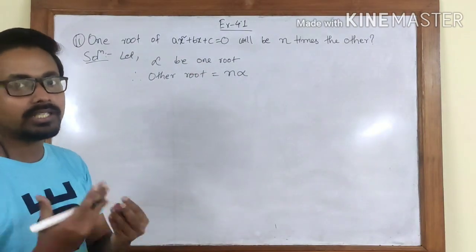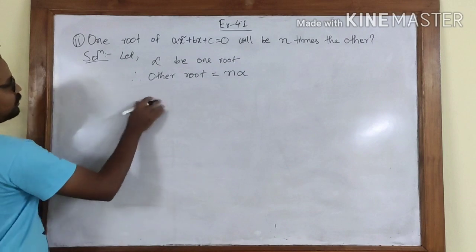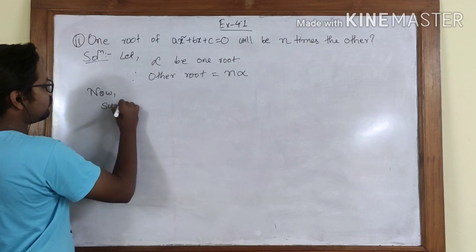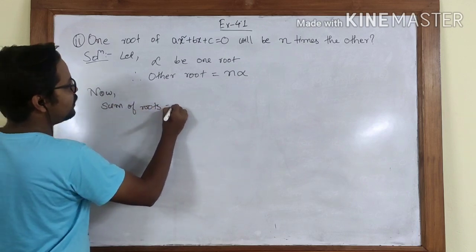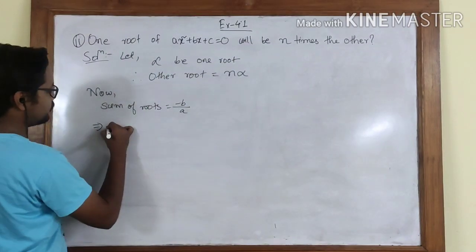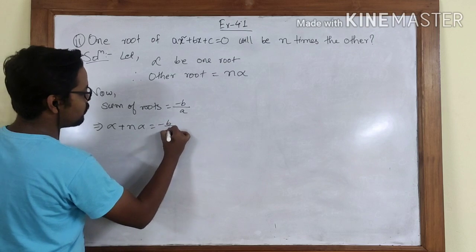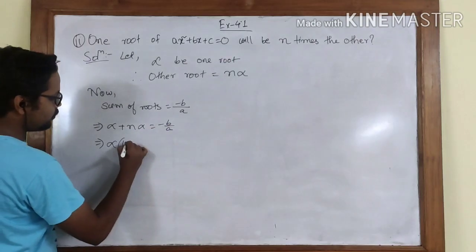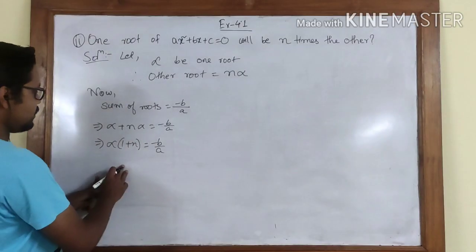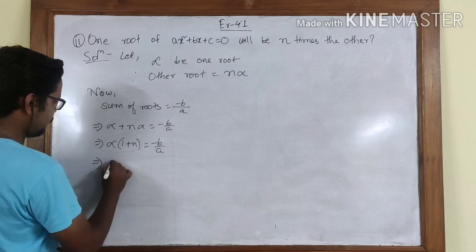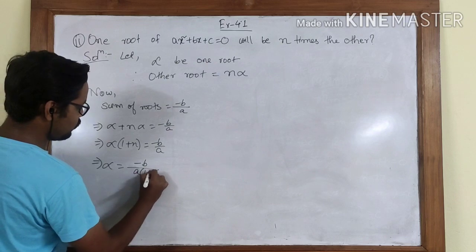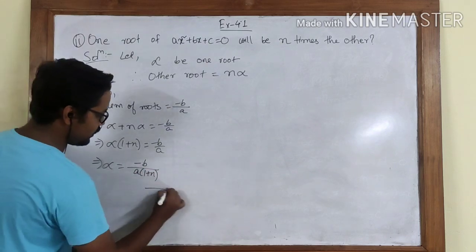Now we will follow the sum of the roots and product of the roots and find out the condition. So now sum of roots will be equal to minus b by a. What are the sum of the roots? Roots are alpha and n alpha. So it is alpha plus n alpha is equal to minus b by a. Here if I take alpha common, 1 plus n is equal to minus b by a. Okay, I can find out alpha from here. Alpha will be minus b by a into 1 plus n. This is one of the equations.